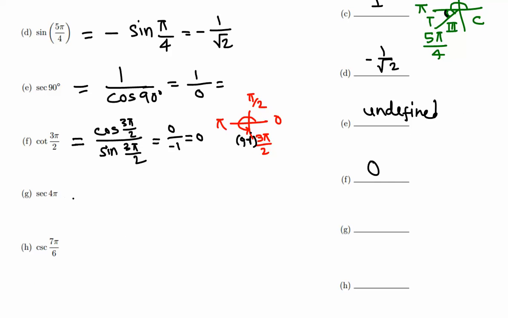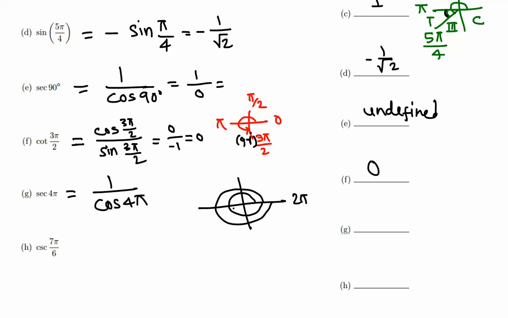Now let's go to secant 4 pi. If you don't like secant, you can always change it into the reciprocal of cosine 4 pi. If we go around one time, that is 2 pi, 360 degrees. Go one more time, that's 4 pi. So cosine 4 pi is the same as cosine 0, and cosine 0 is 1, so 1 over 1 is 1.